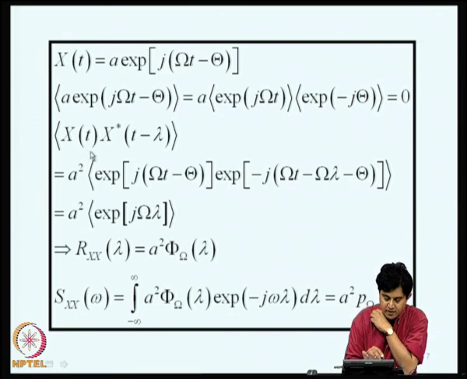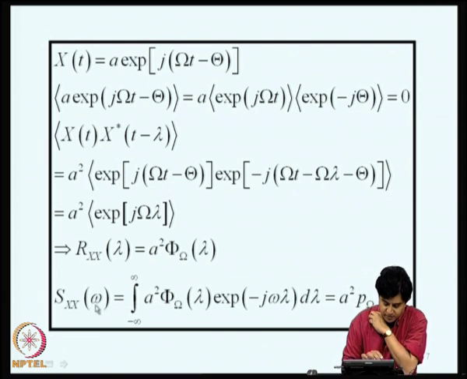Now, the expected value of x of t into x conjugate of t minus lambda. x of t is a complex valued random process, so when we find autocorrelation, we have to take the conjugation. If we do that, we get a square into expected value of e^{j omega lambda}. If you look at the expectation here, it is nothing but the characteristic function of the random variable capital omega. So, that would mean Rxx of lambda is a square into the characteristic function of omega evaluated at lambda.